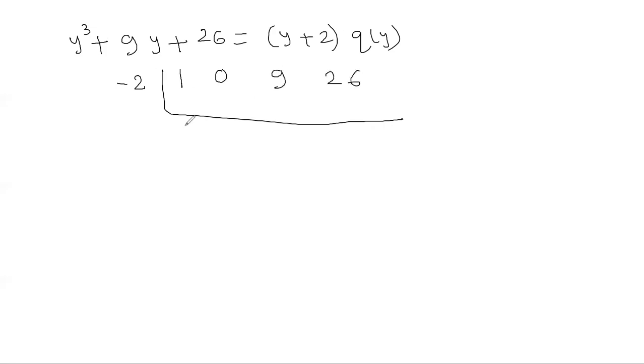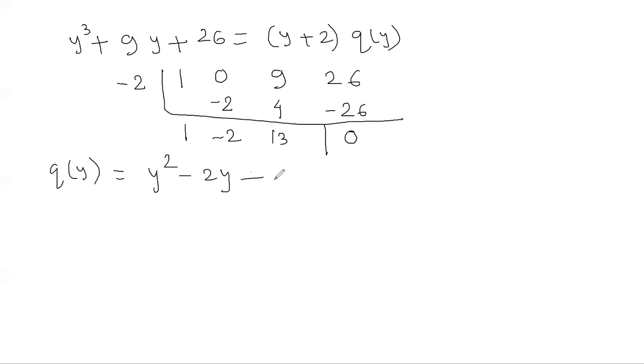So 1 comes over here. This is the leading one. Then 1 times minus 2 is over here. So minus 2 plus 0 is minus 2. Minus 2 into minus 2 is 4. 9 plus 4 is 13 and 13 times minus 2 is minus 26. Okay, so the remainder is 0. So what is our q(y), the quotient we are getting? So it is y square minus 2y plus 13.